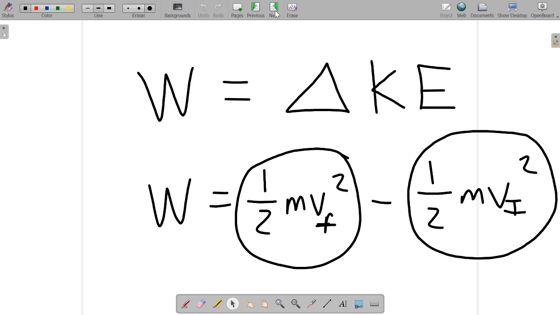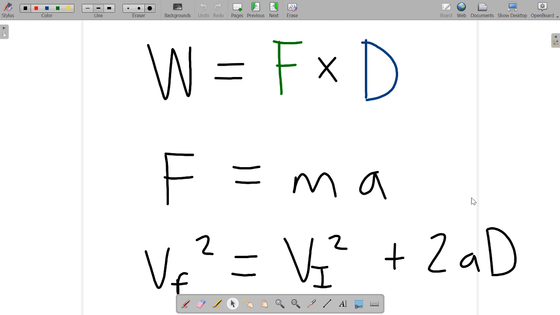So you're going to start with these three equations. These three equations are given to you. Mathematical definition of work, which is equal to force times displacement. Newton's second law, force is equal to mass times acceleration. And of course, your third kinematic equation, final velocity squared is equal to initial velocity squared plus 2 times acceleration times displacement. So using these three equations, we're going to derive the work energy theorem. Okay, so let's go ahead and get started with that now.